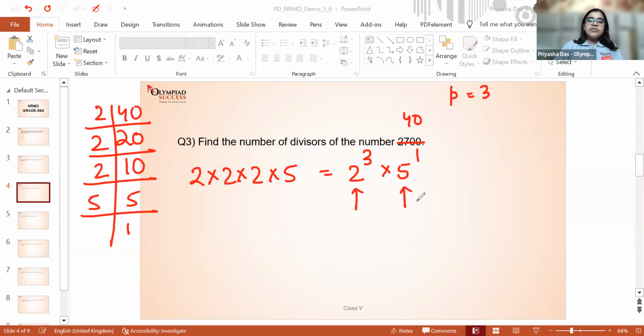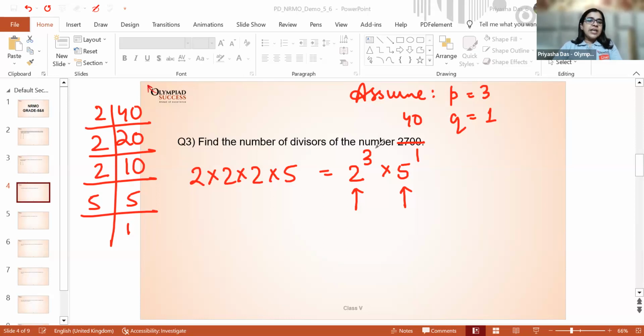The power of the second factor is equal to the next number, which is Q. So P is 3 and Q is 1. You have to assume this, that P is 3 and Q is 1. All good? Assumed? Now I'm going to tell you the formula.